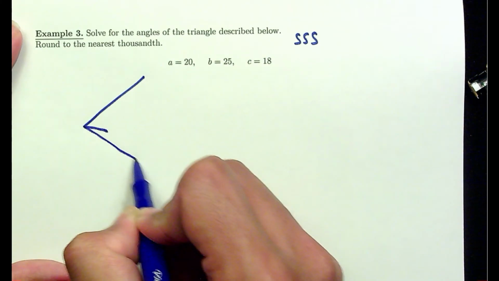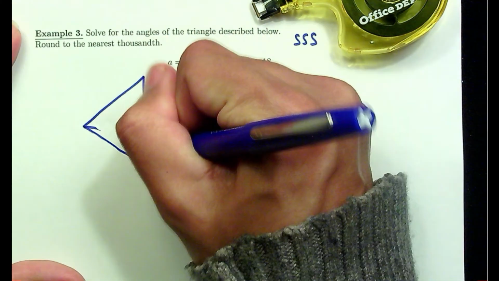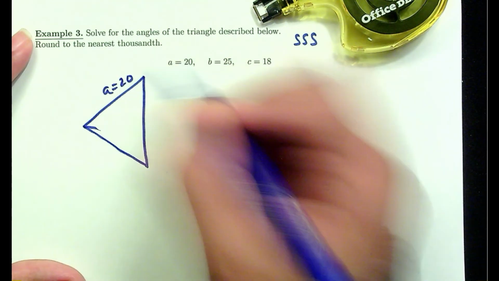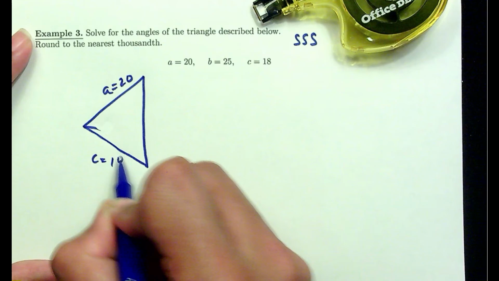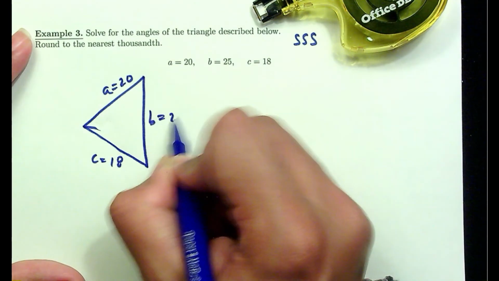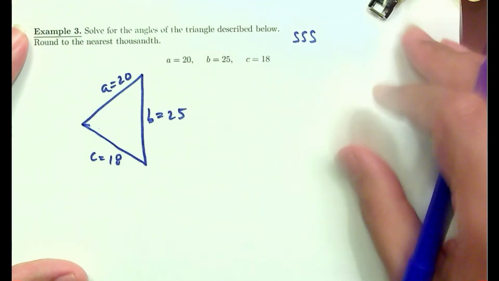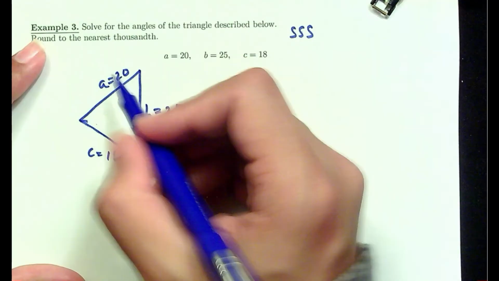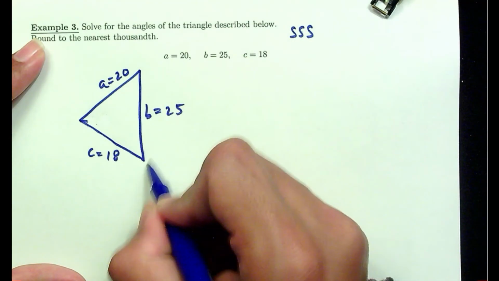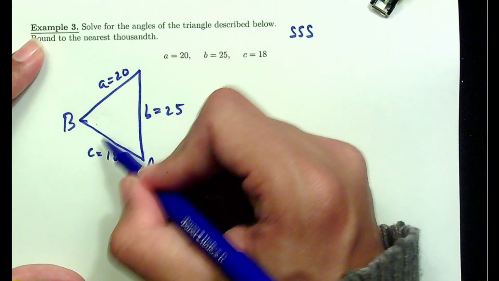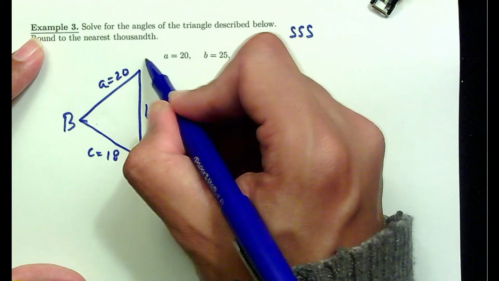So let's say this is my picture. Let's say this is little a, which is 20. Let's say this is little c, which is 18, and this is little b, which is 25. Okay, suppose that's my triangle. Then this side opposite to little a would be capital A. This side opposite to little b would be capital B. And this side opposite to little c would be capital C.